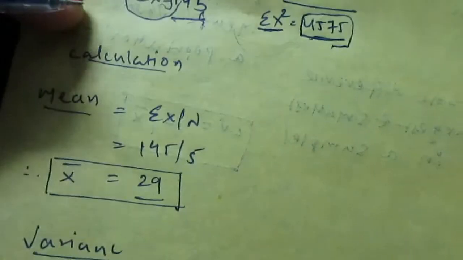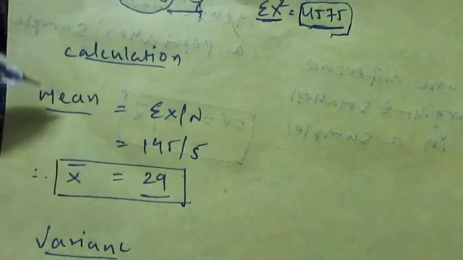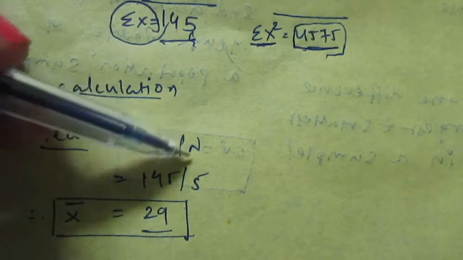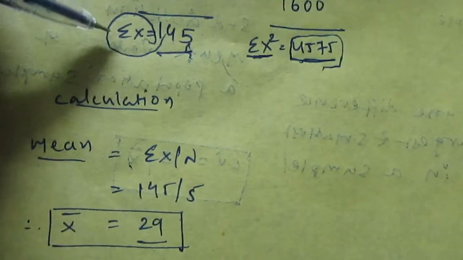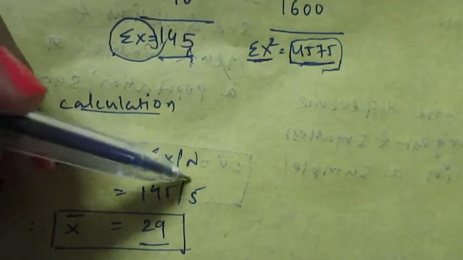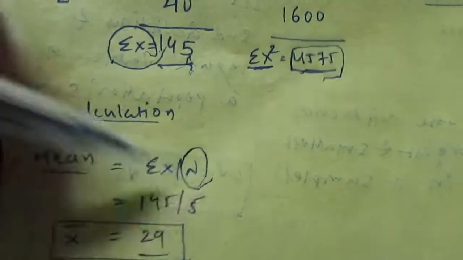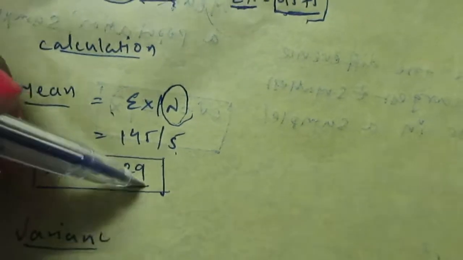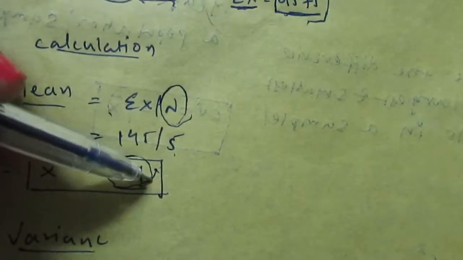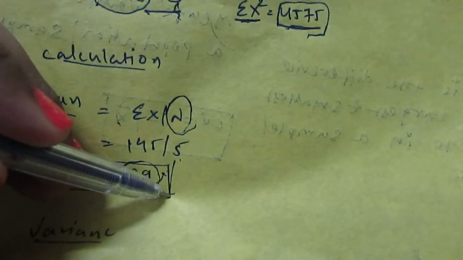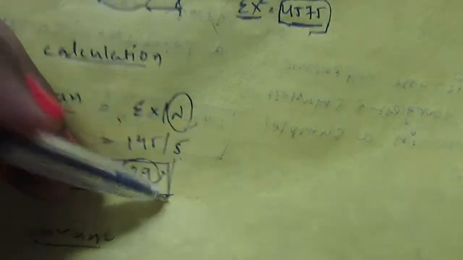The sum of these square values comes to 4575. Now the mean value is calculated. The equation of mean value is sum of x divided by capital N. Sum of x we already calculated, that is 145, and the total number of varieties is 1, 2, 3, 4 and 5. So divided by 5, the mean value is 29. I already told you the units of mean value are per unit of land, per acre, per hectare, etc.